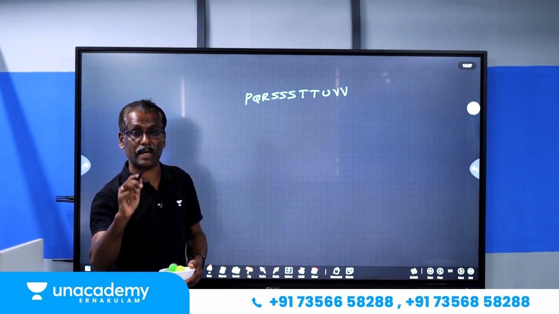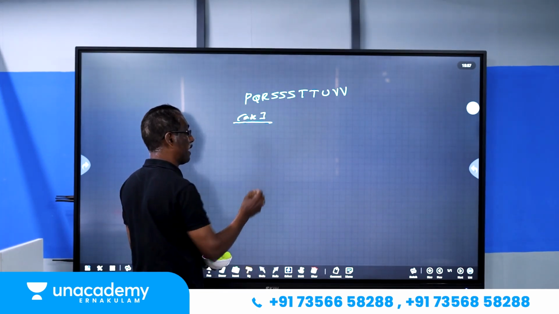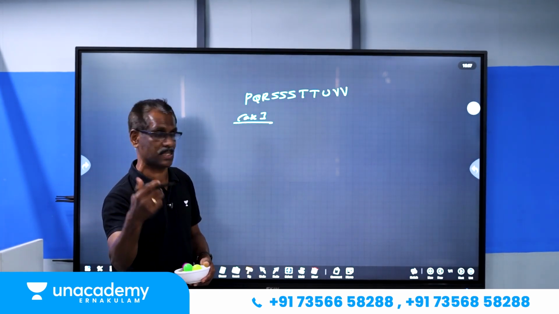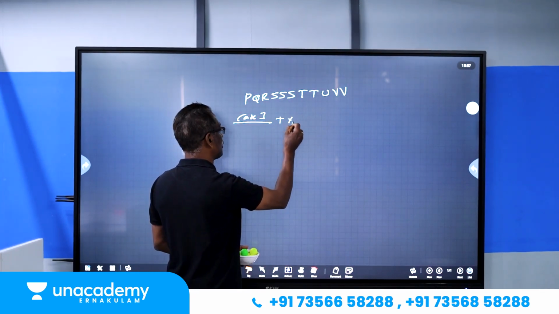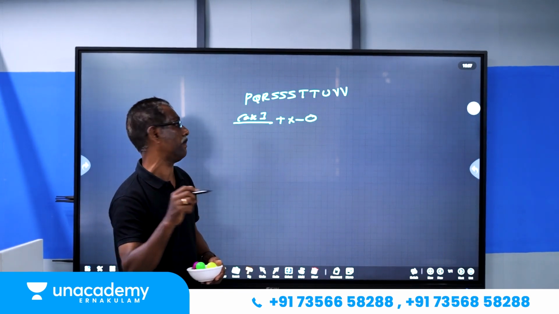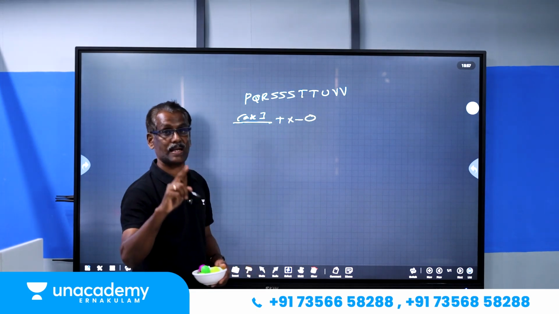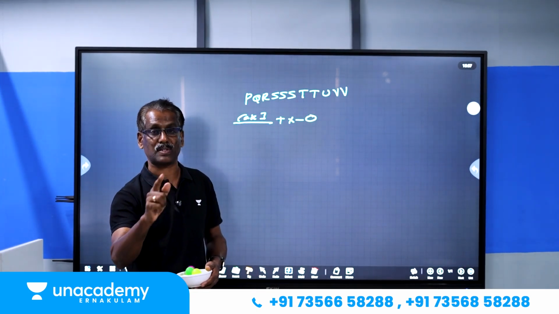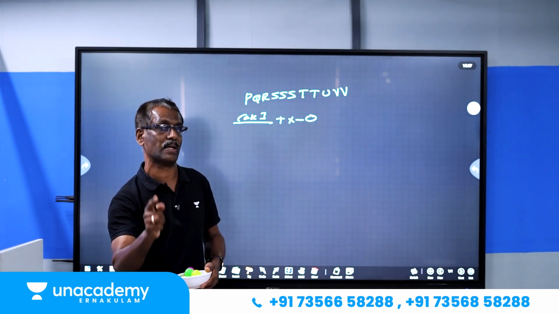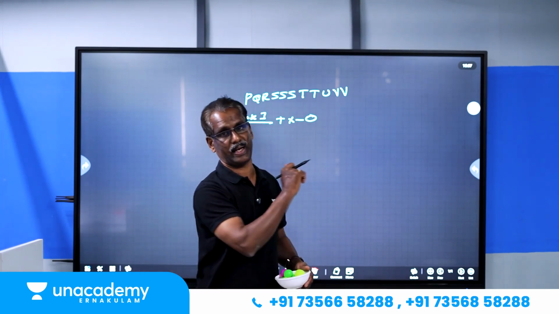That means there are how many cases here? Case 1 means you are selecting 4 letters, all 4 letters distinct. How many distinct letters in this word? 1, 2, 3, 4, 5, 6, 7. There are 7 distinct letters. Out of 7 distinct letters, you are selecting 4 letters in how many ways? 7C4 ways. After selecting, you are permuting the letters.